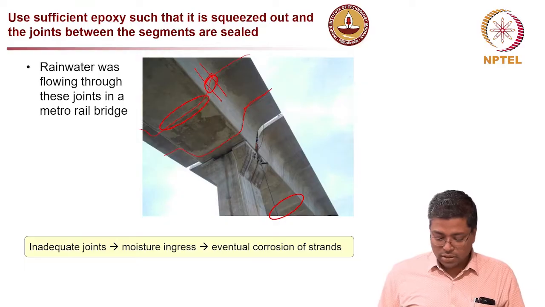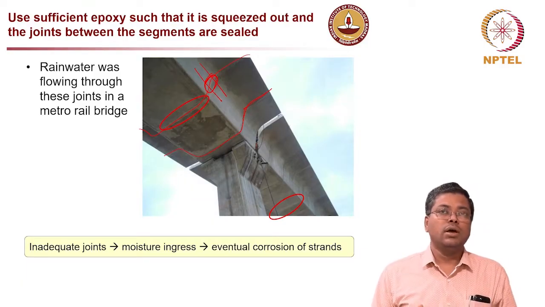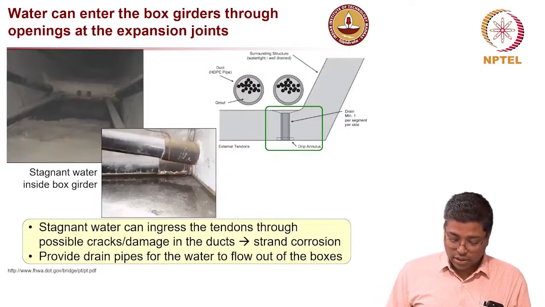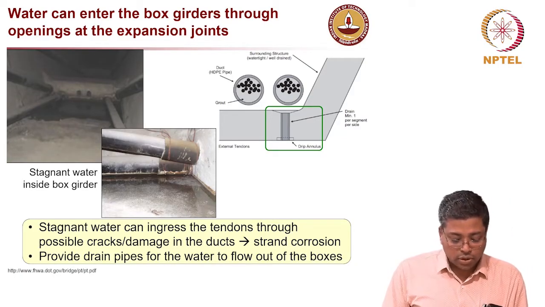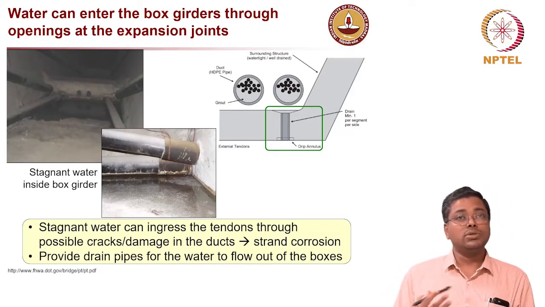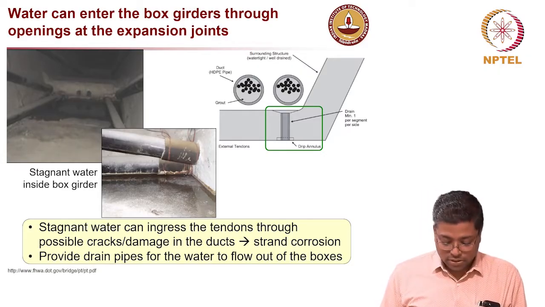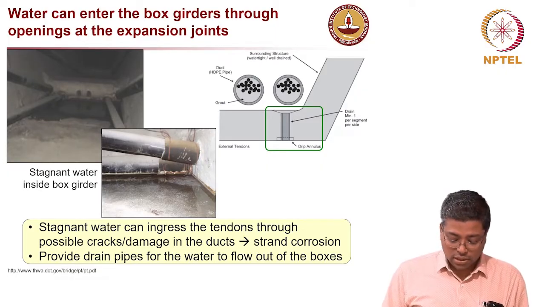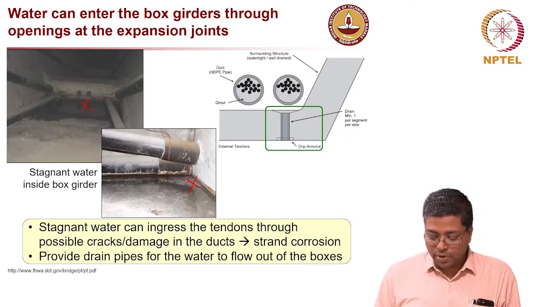It's very, very important, but we have seen that if you don't put a good amount of epoxy, it will actually lead to further leakage and corrosion later on. This is an example showing that inside the duct you can also have stagnant water, and it's very important to make sure that these kinds of things do not happen. This is not good for the strands. So how do we prevent that?